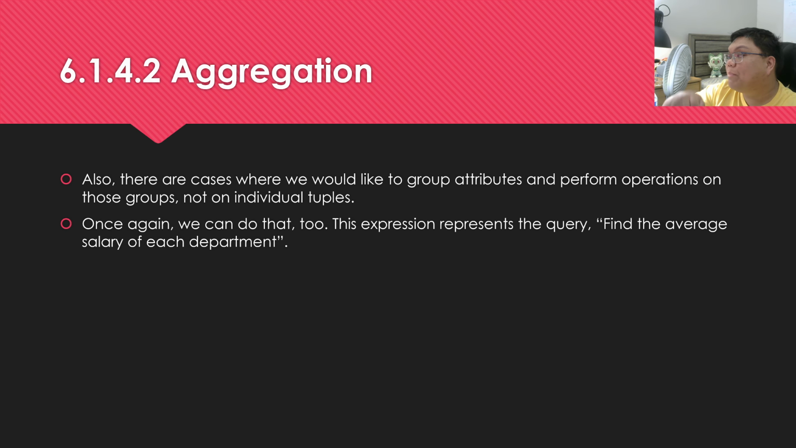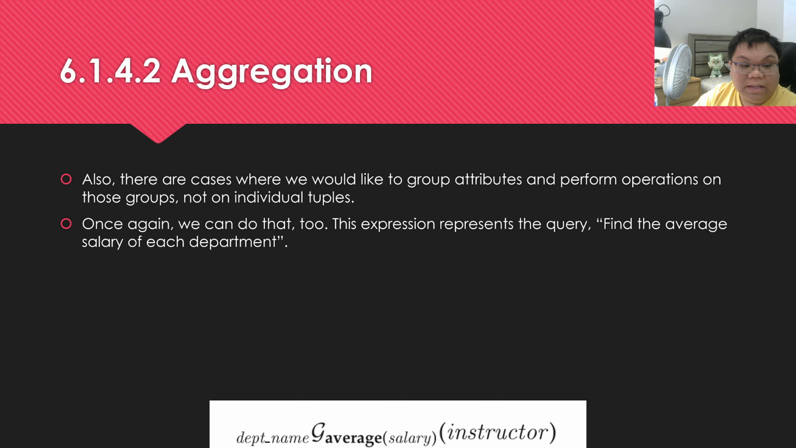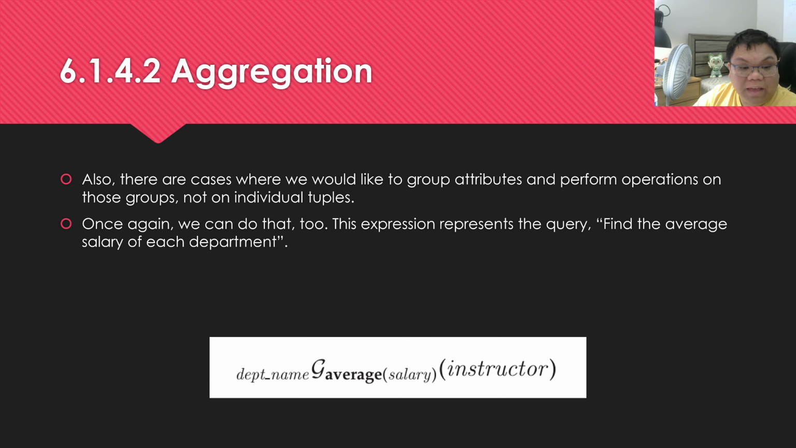Also, there are cases where we would like to group attributes and perform operations on these groups, not on individual tuples. Once again, we can also do that using aggregation. So this query says, find the average salary of each department. Department name G average salary of instructor. So we group tuples by department name, and find the averages of these groups for the instructor relation. So this is aggregation. This represents more complex queries that we saw in, I believe, the later half of chapter 3.